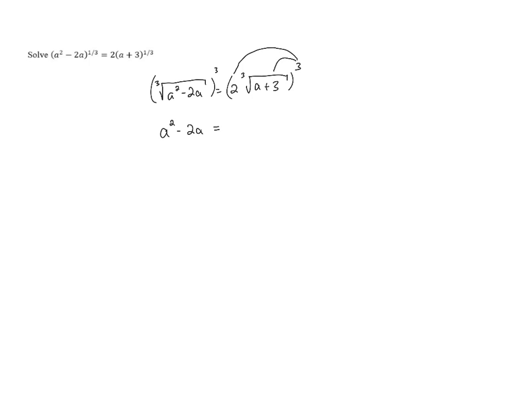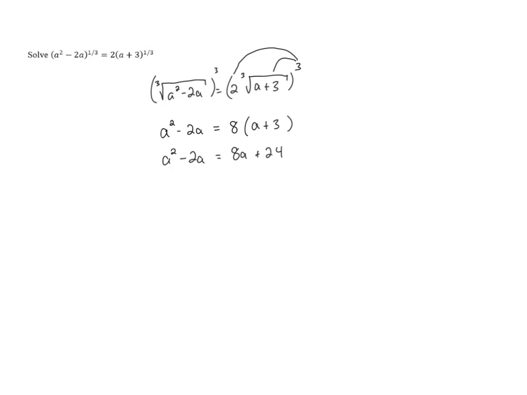On the right, we need to cube both the 2 and the cube root of a plus 3. When we take 2 and cube it, 2 cubed is 8, so we're going to have an 8 out front. And then when we cube the cube root, that gets rid of the radical, and we're left with a plus 3. So we need to multiply that 8 times the a plus 3. When we do that, that gives us 8a plus 24. So this equation becomes a squared minus 2a equals 8a plus 24.